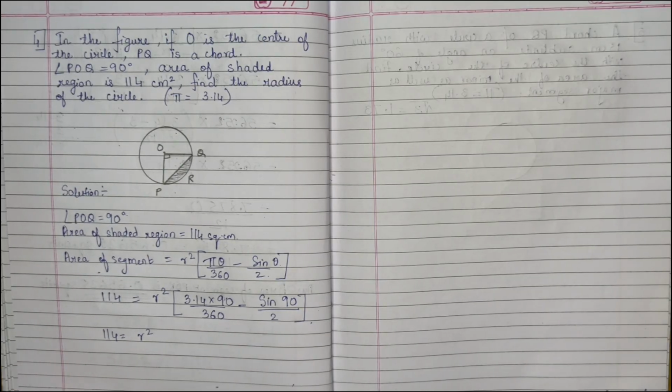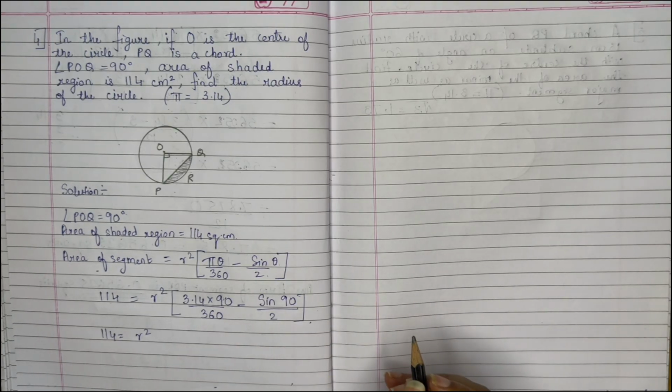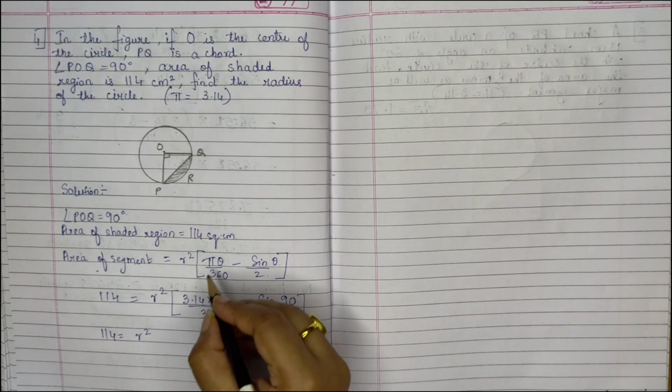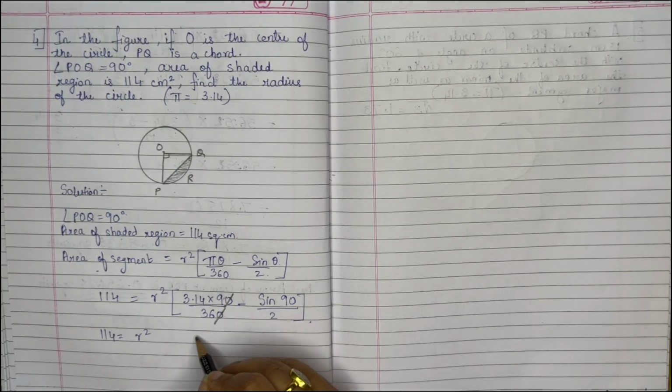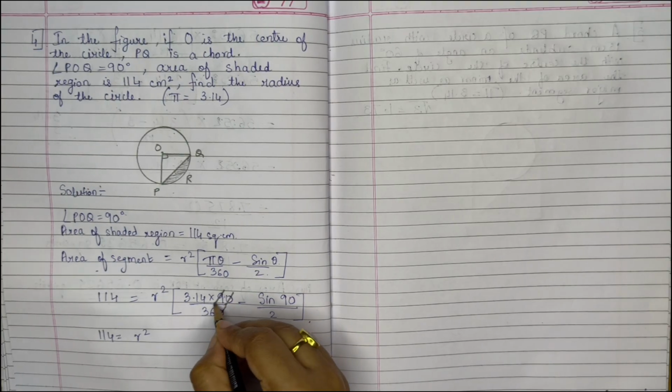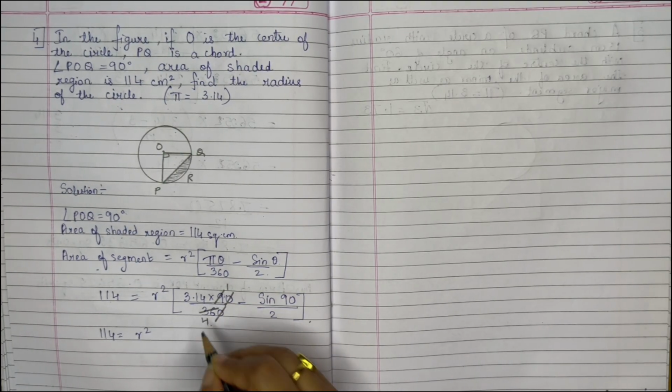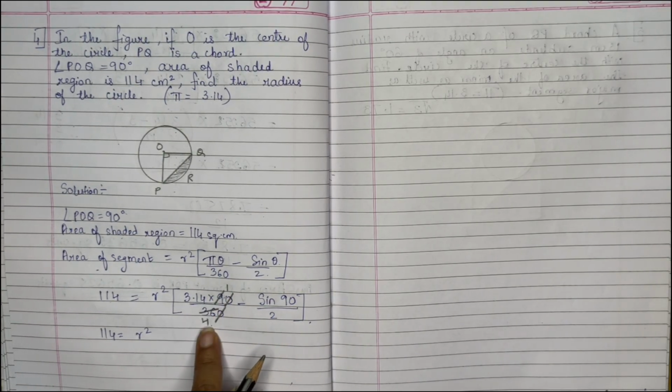Now see this. This 0 and this 0 we can cancel. This 0 and this 0 we can cancel. Now 9 ones are 9, 9 fours are 36. 9 ones are 9, 9 fours are 36. The rest we'll keep as it is.